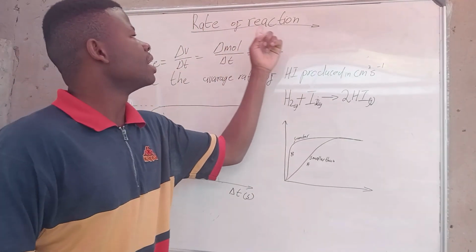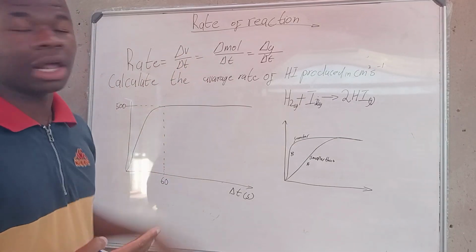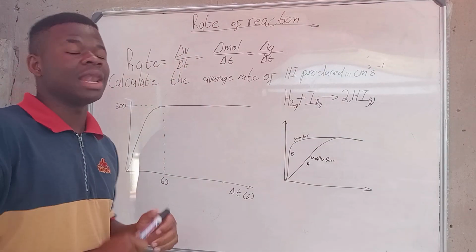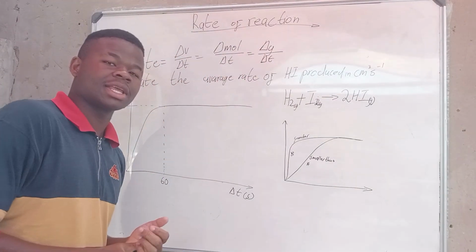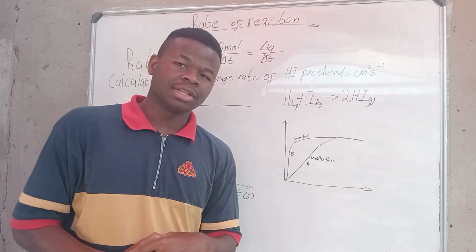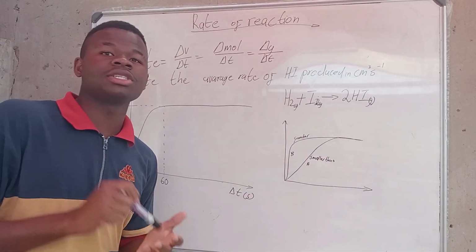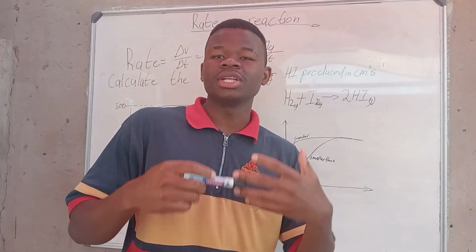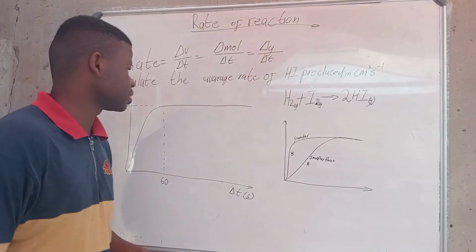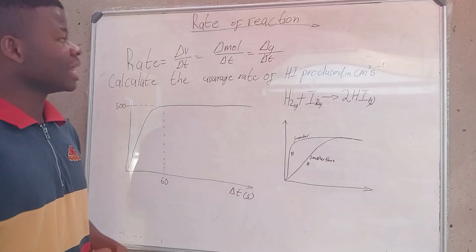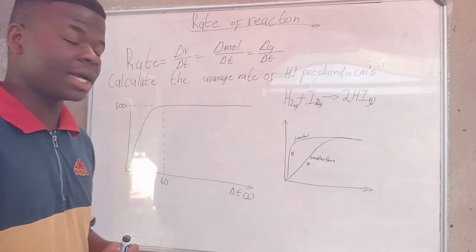Today we are going to be doing the rate of reaction. But before we do the calculations, let's first define what the rate of reaction is. Listen carefully, because this is a formal definition. The rate of reaction is the change in concentration per unit time of either the reactant or the product. That is the formal definition for your exams.